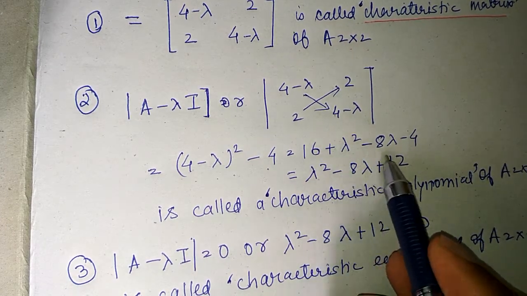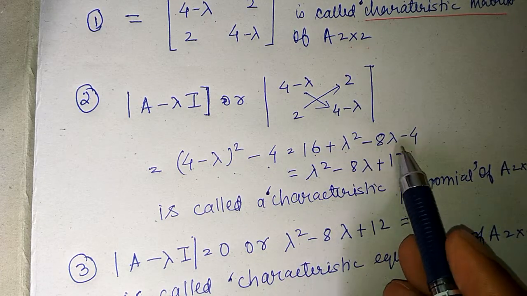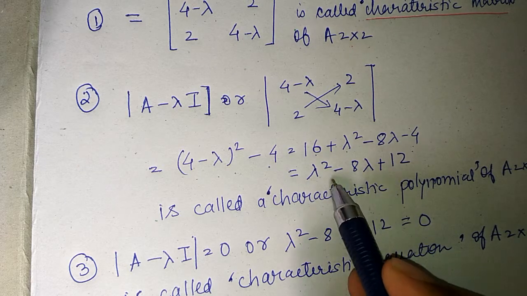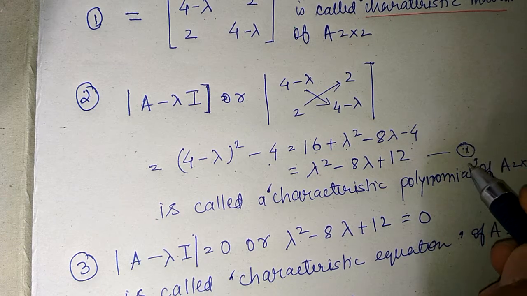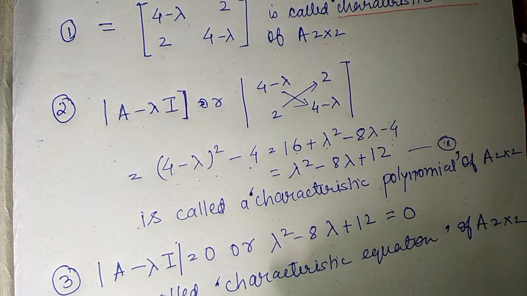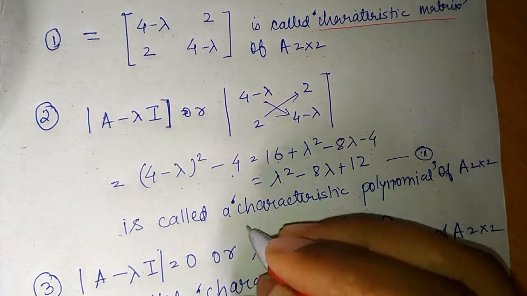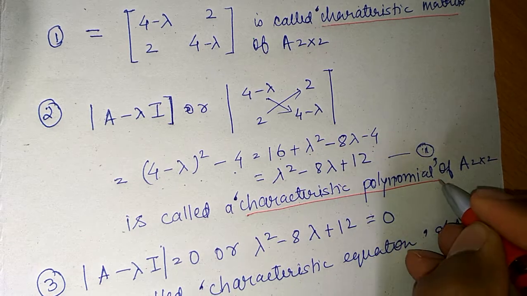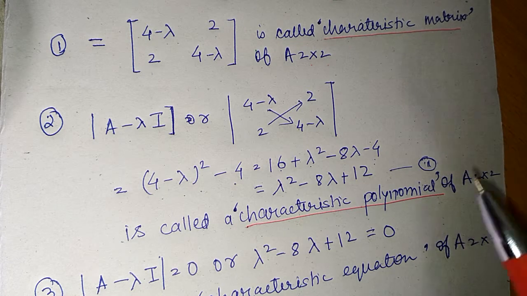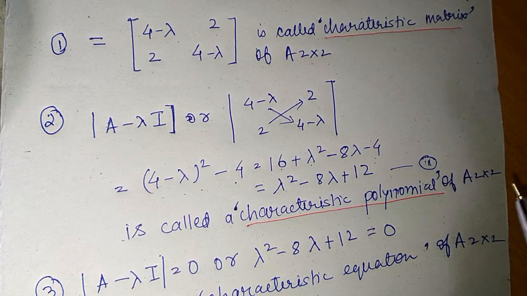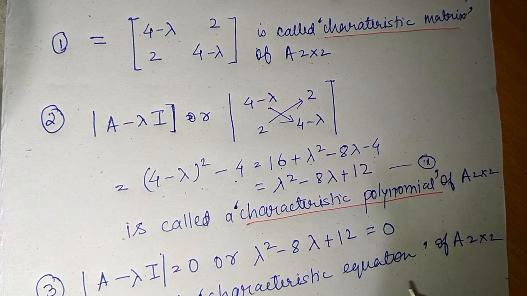If we express it as a polynomial, on expansion we get 16 plus lambda square minus 8 lambda minus 4, and on simplification it gives this equation, which I'm putting as equation 1. Equation 1 is nothing but the characteristic polynomial of the given matrix. So once again, the characteristic polynomial is the determinant of the characteristic matrix. When expanded, we obtain a polynomial that is called the characteristic polynomial of the given matrix.